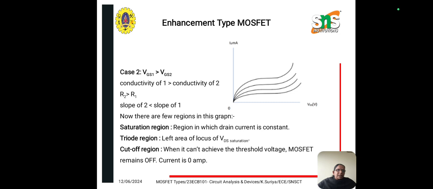So this is the drain characteristics. Here with increasing voltage, the current flowing through the terminals increases. You can see this in the graph. VGS more than the threshold voltage is the condition for current to flow.